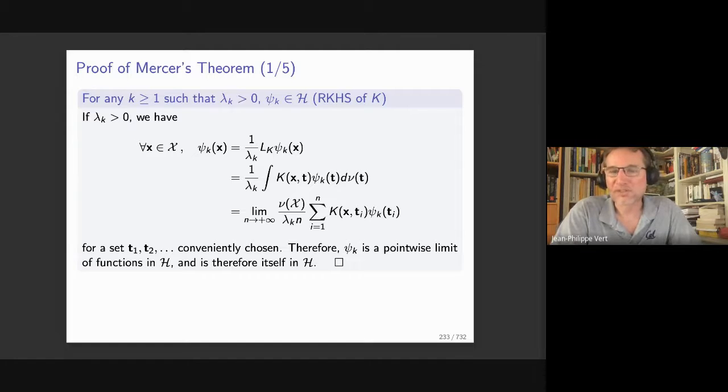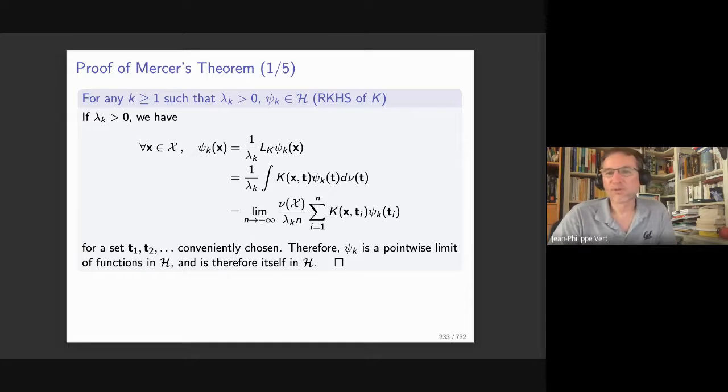Right, so we know that the RKHS exists, and so let's first start by showing that the eigenfunctions of the operator Lk are in the RKHS. To prove that, we come back to the definition of psi k, and we know that for any point x, psi k of x is 1 over lambda k times Lk psi k of x. Careful, there is a small k for the index and a big k for the kernel in Lk. Now we can develop this as 1 over lambda k times the integral of k of x, t, psi k of t d nu of t. And so here, again, we use the fact that the integral can always be written as the limit of a sum.